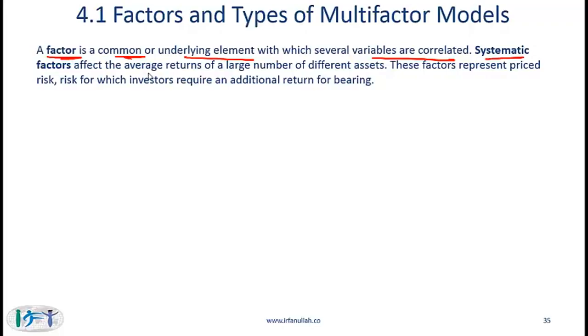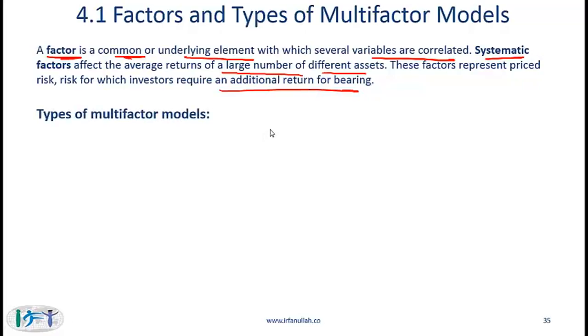Systematic factors affect the average returns of a large number of different assets. These factors represent priced risk for which investors require an additional return for bearing. So when you take on market risk, that is an example of priced risk because investors can demand a return. If you take on non-systematic risk, that is risk, but it's not priced risk because you do not get an extra return for that sort of risk.